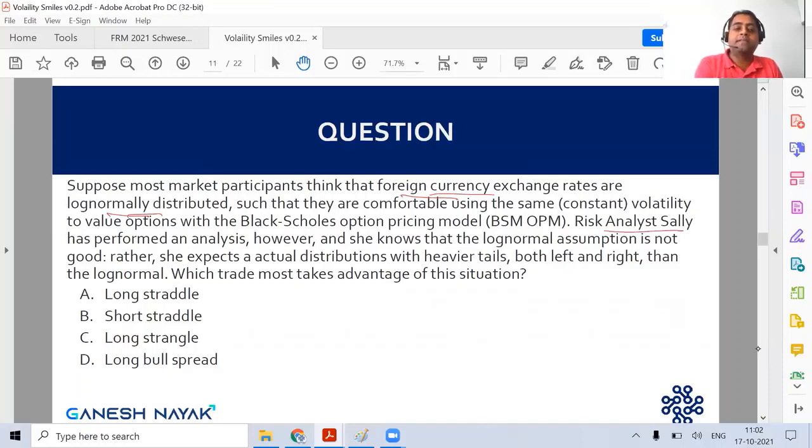But there is a risk analyst, Sally. She has performed an analysis and she knew that, okay, the log normal assumption is not good. In fact, the actual distribution is going to have a heavier tail on both left and right side. This is similar to what understanding we had for foreign currency. Now, the question they're asking is, which trade will give the most advantage in this situation? Where exactly she will benefit more if she knows that both left and right side of the distribution is having a heavier tail as compared to log normal? Come on, guys.